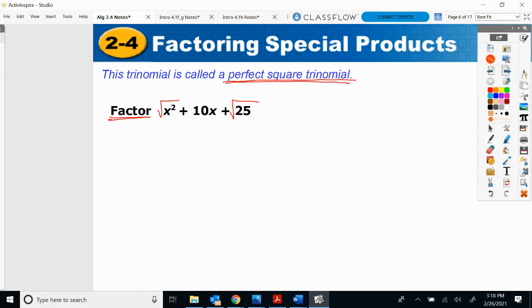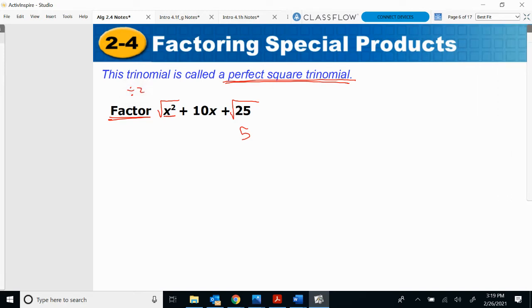Okay, so if I take the square root of the last term, this is just a plain number, so that's easy. That's 5. Okay, and then anytime you take the square root of a variable with an exponent, you're simply just going to divide the exponent by 2. Okay, so this exponent of 2 divided by 2 would simply just be x, or x1. All right, so that's the first thing we do when we work with a perfect square trinomial. We're going to take the square root of the front and the end, the last.